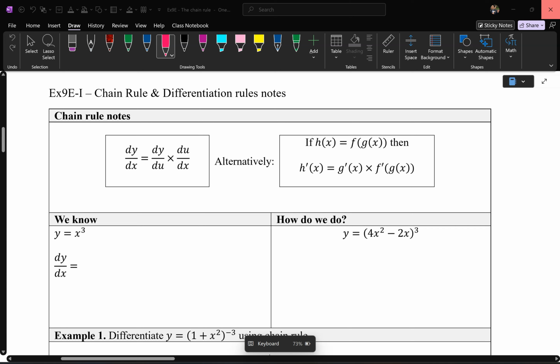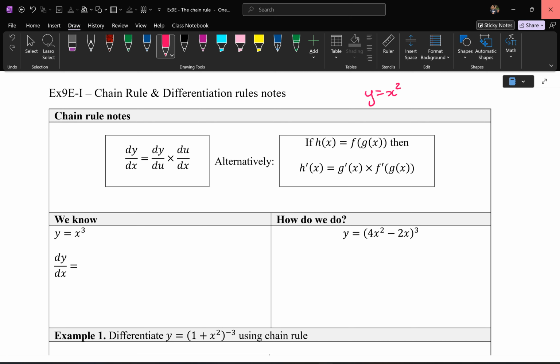Okay, so the first rule that most students memorize is the power rule. So anything like y equals x squared, the derivative of x squared is 2x. So we know that, right? That's the main one when it comes to power functions.